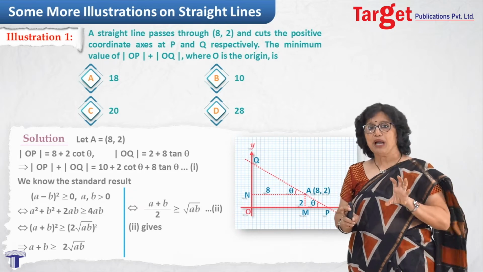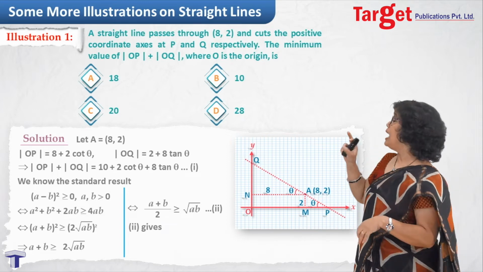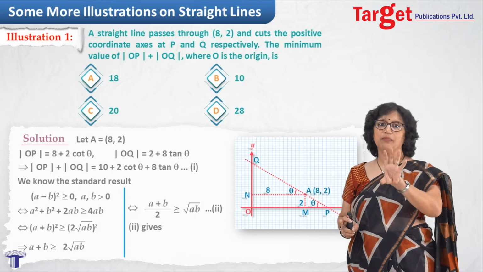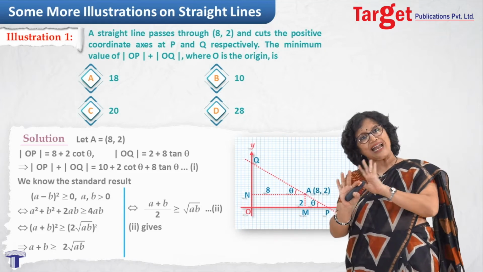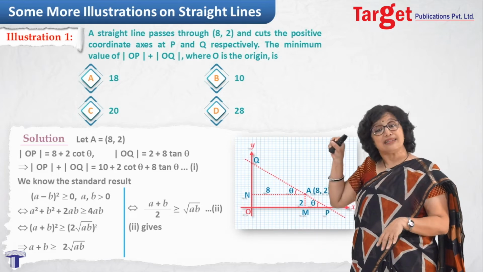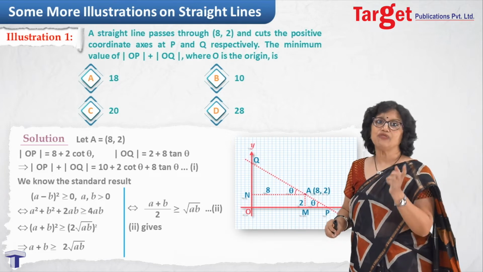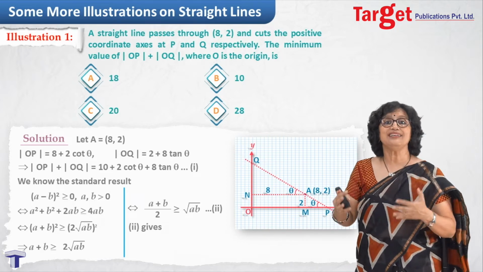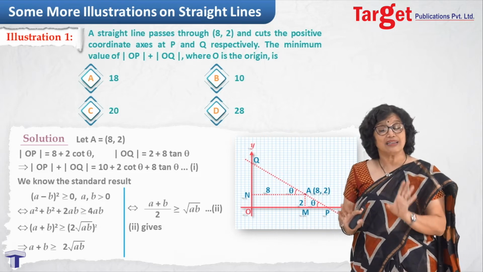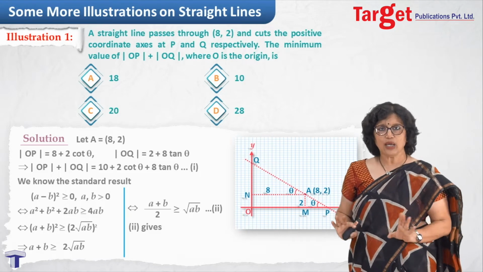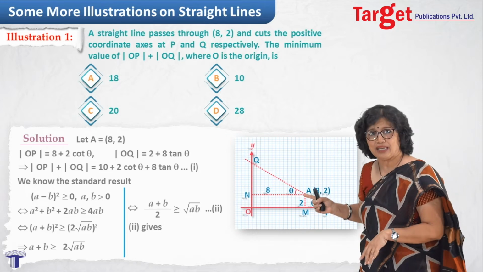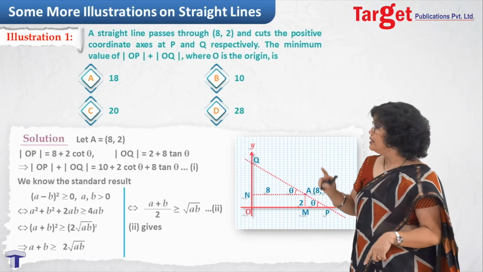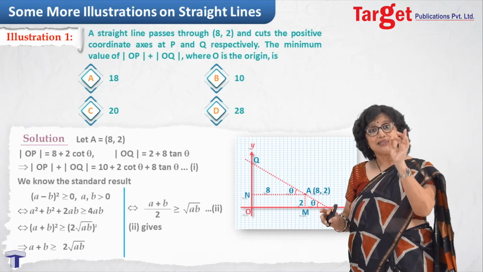Actually, (A plus B)/2 is called the arithmetic mean, and root AB is the geometric mean. So what I have written here is that arithmetic mean is greater or equal to geometric mean, which is a standard result. And when does equality occur? Equality occurs when the two quantities of which you are taking the arithmetic mean and geometric mean are equal. Then only equality would occur; otherwise only strict inequality would occur. I hope you understood what I am saying. If A and B are equal, then (A plus B)/2 and root AB would be equal. If A and B are not equal, then (A plus B)/2 would always be strictly greater than root AB.